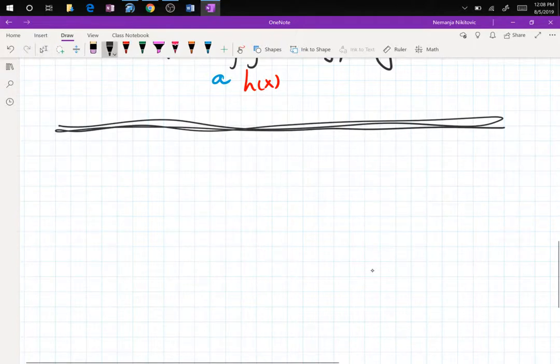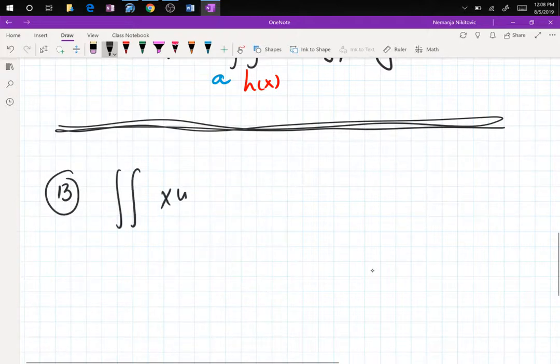Problem 13 is asking you to compute the double integral of xy dy dx, from 0 to 2, and x squared to 2x.